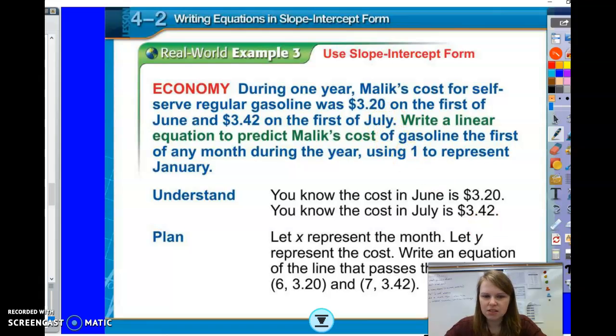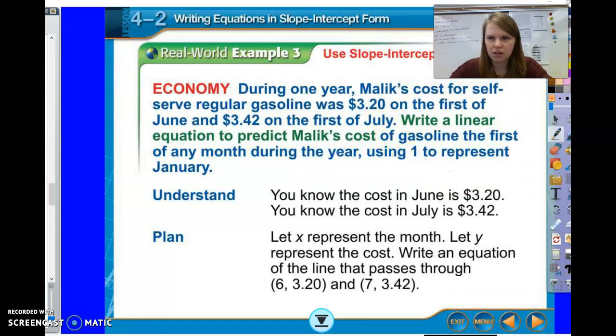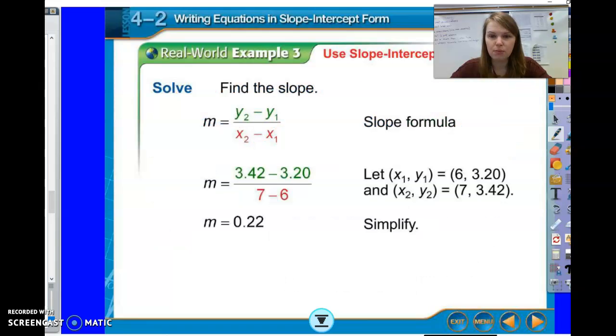This says here, just to get our head in the right place, we're going to write down our coordinate pairs, and they're choosing 6 for June, and then this is the price. So they wrote 6, comma, the cost in June. And then this one would represent 7, comma, the cost in July, right? So let's see what we can do to solve this problem.